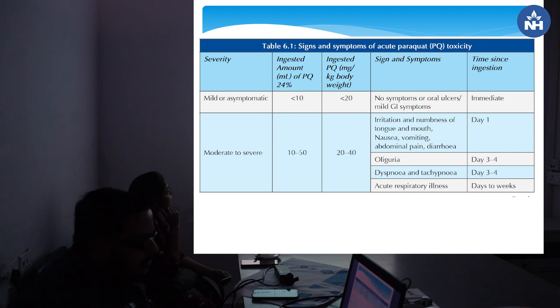In case of moderate to severe, that is 10 to 50 ml ingestion, day 3, day 4, there is oliguria, dyspnea and tachypnea. And on further progression from days to weeks, there is acute respiratory illness.